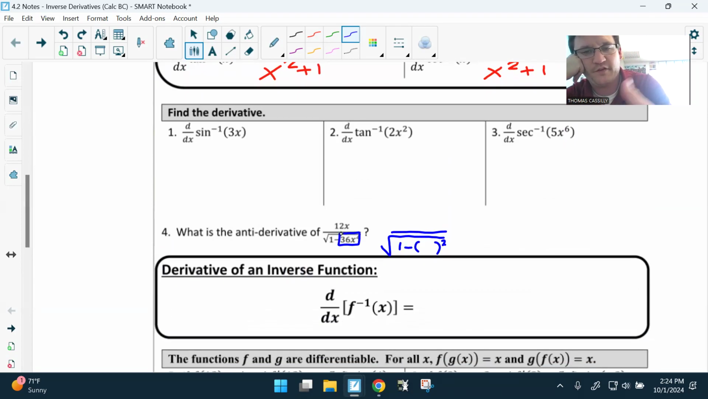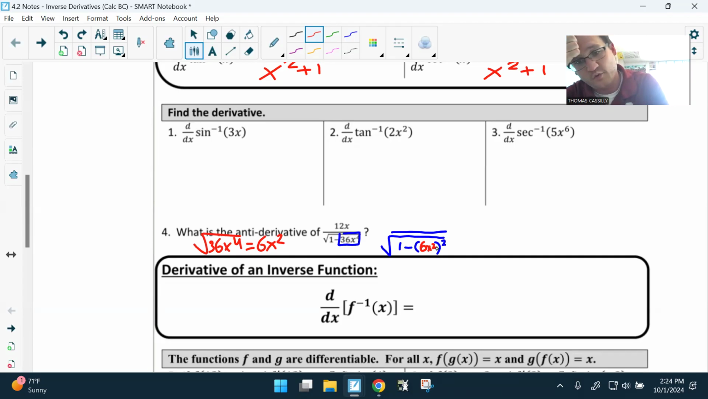Now we have this 36x to the fourth. Well, we have to think, if I square something, what's going to give me 36x to the fourth? Let's take the square root of 36x to the fourth. What is that going to give us? That gives us 6x squared. All right, so I'm going to put a 6x squared right there.